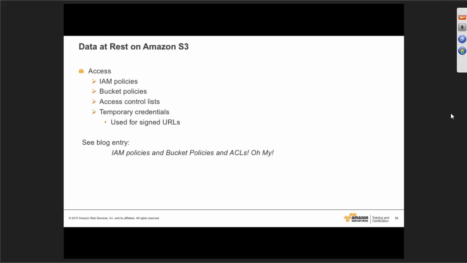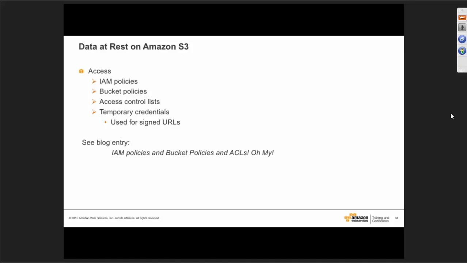With respect to data at rest, you want to have access control be the primary thing, and then furthermore encryption at the level beyond that. So from an access control perspective, you want to leverage IAM policies, bucket policies, access control lists, and temporary credentials, in other words, signed URLs when you're working with S3. The difference between IAM policies, bucket policies, and access control lists with respect to S3 is contained in a blog entry, which it references here. If you look up that blog entry name, you'll find it.